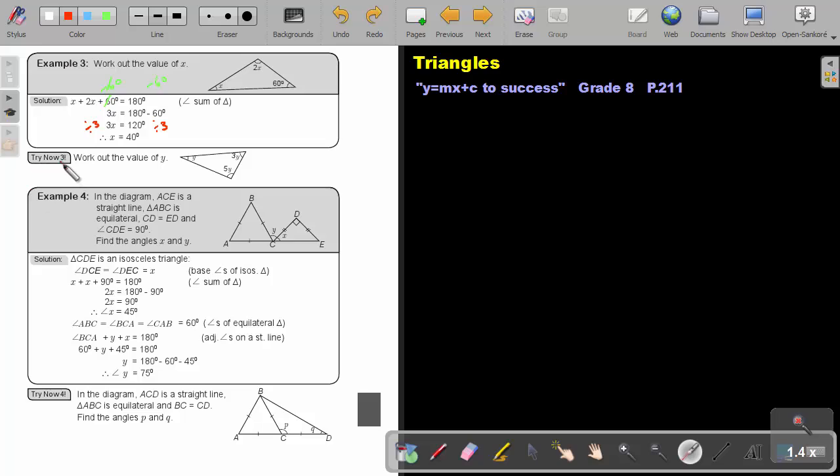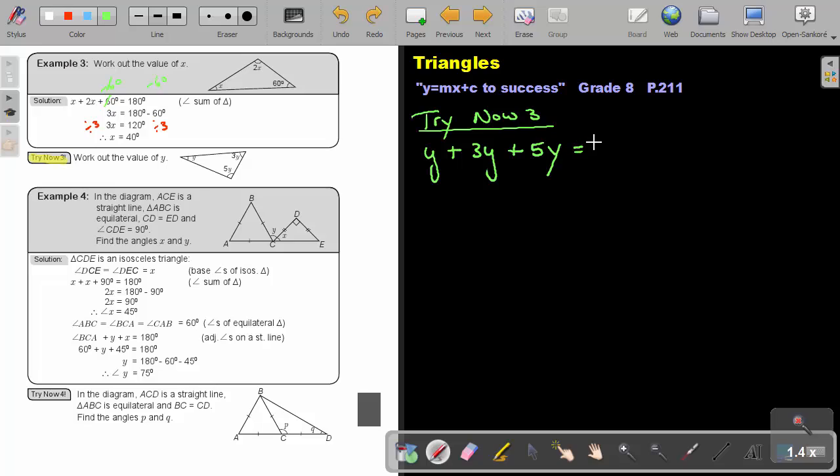So try now 3. I want you to stop the video and do try now 3. Okay, let's start. Try now 3. So basically it's the same. I see that the variables are the same, so I can solve it. So I can basically say y plus 3y plus 5y is equal to 180.